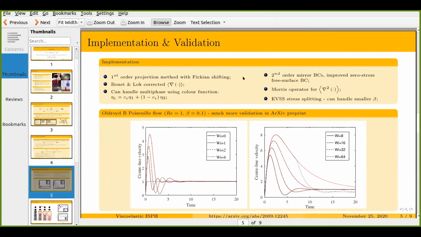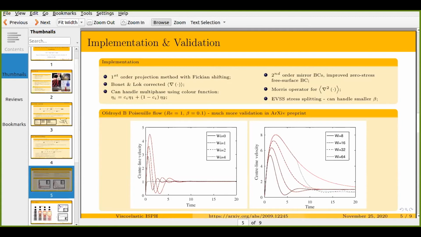We also introduced something called elastoviscous stress splitting, which effectively takes some of the dissipation from the polymeric stress and shifts it across to the Newtonian component. And without changing the continuum equations we're solving, it effectively just allows us to stabilize the method a bit.